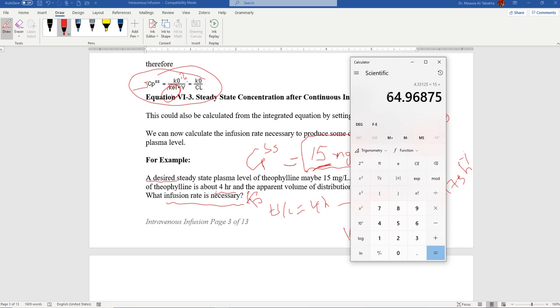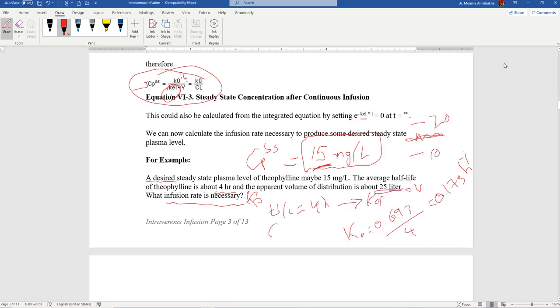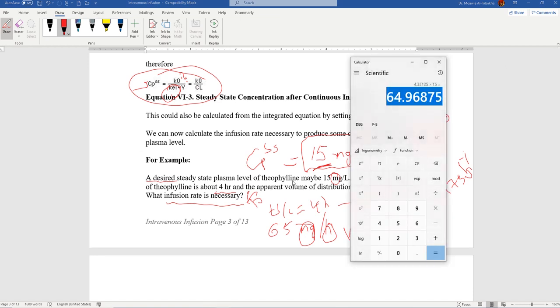See, this is the answer. Your answer is almost 64.968, almost 65. I can use the 65. The unit here is milligram per hour. Why did I choose milligram per hour? Because the dose is in milligrams and the KEL, or the half-life, is in hours. Anyway, it was 64 point something. Suppose I make it 60.